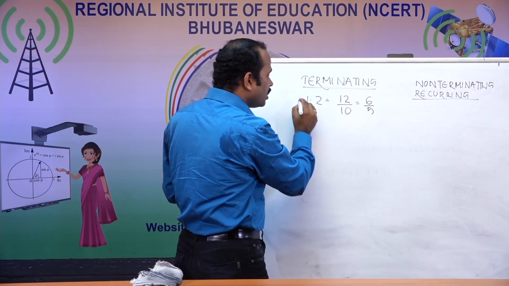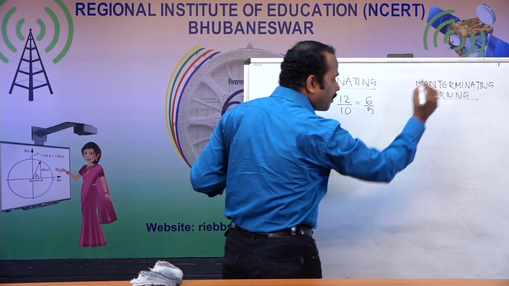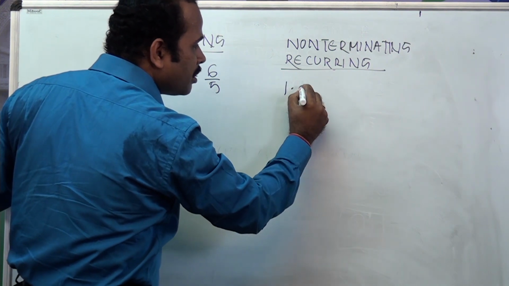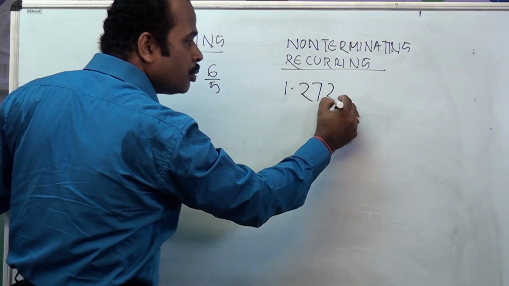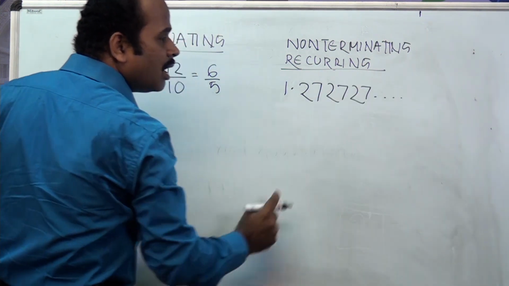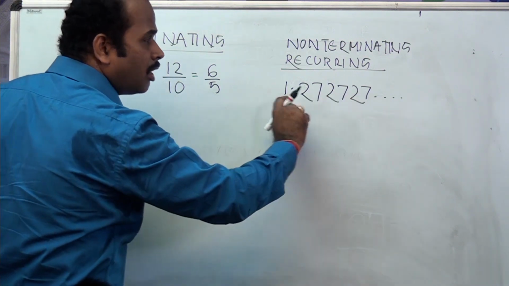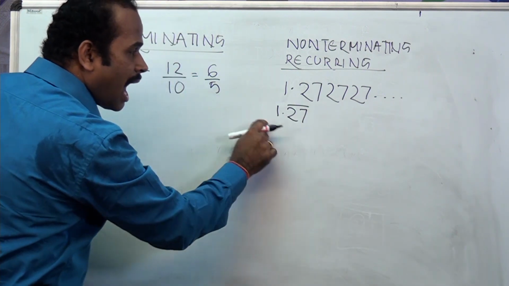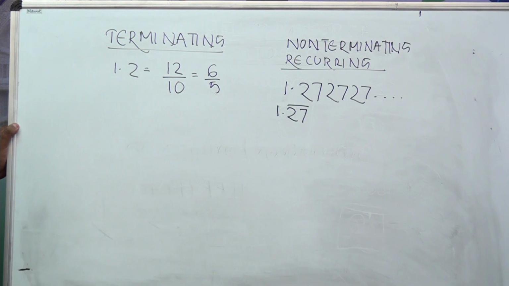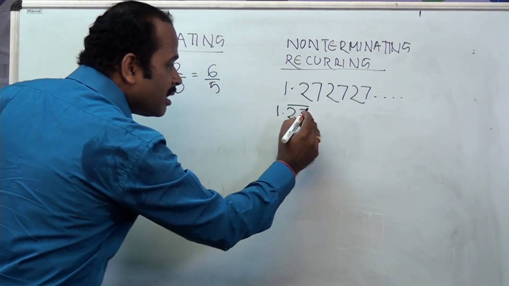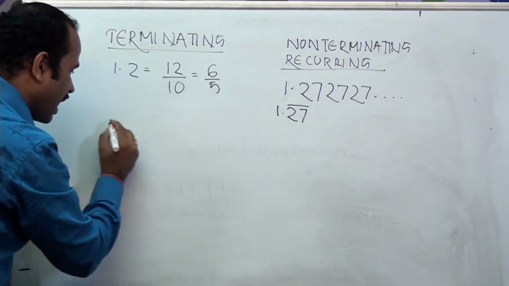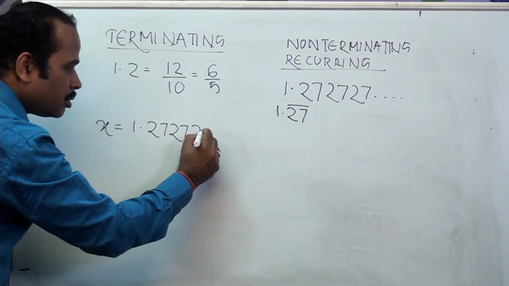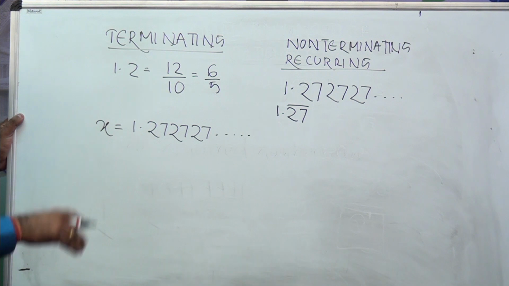Now, suppose this is not terminating, it is a non-terminating recurring number. For example, suppose it is 1.27 and so on. Now here we find it's non-terminating, but it is repeating. So such type of numbers I can write as 1.27 bar. So how to convert such type of numbers into rational number? So let me take this entire number as x. So I will write x equal to 1.27 and so on.